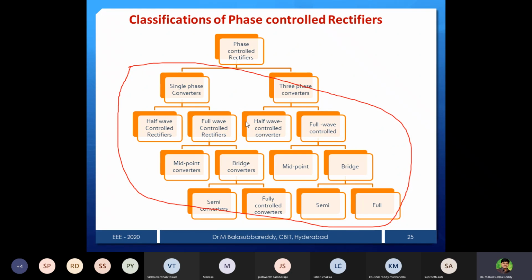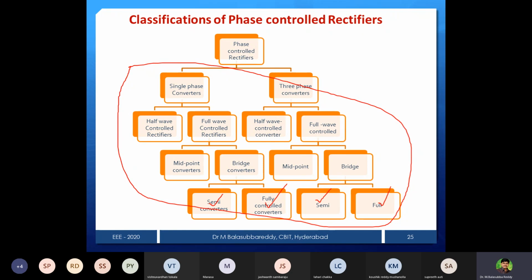Suppose the application requires only motoring operation, then you can use a semi converter. If it requires motoring and braking operation, then you go for a full control rectifier. Suppose our load is a little bit high rating and motoring, you can use this, and if both are required, you can use this. Like this, we may have a lot of controllers and subcontrollers, but the thing is, all these controllers we need to observe with different load conditions.